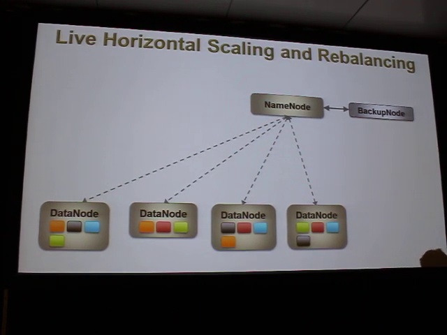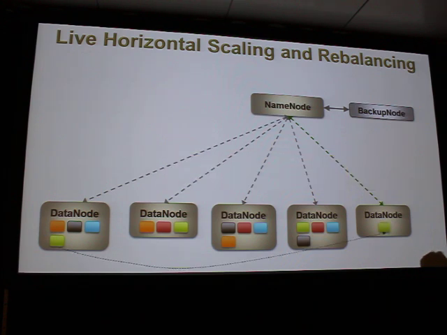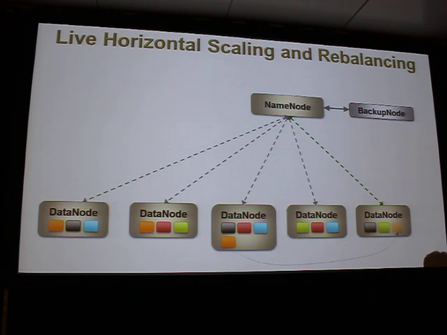All right. So what if we add a node to the system? Name node will detect that it is there. It will then figure out what to do. It will take some blocks that it can reparent, and it will start moving things around and rebalance the system. You don't have to think about this, which is the beauty of this, right? Because it just moves blocks around.